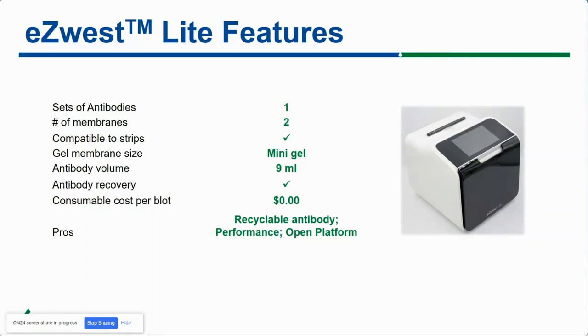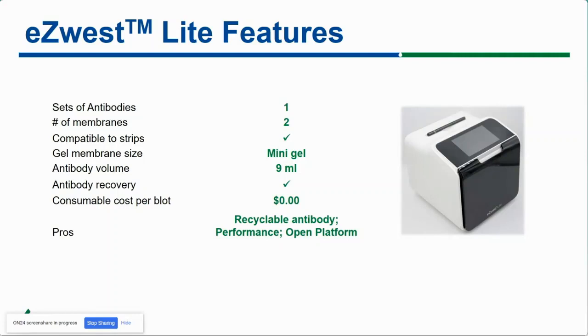So here are some more detailed numbers. This device will take one set of antibodies, meaning one primary antibody and one secondary antibody, but it can process 2 membranes at the same time. You place both of them in the cassette, and then you can process them at the same time. You can use strips. Sometimes you want to cut your membrane into smaller strips, and that's okay too.